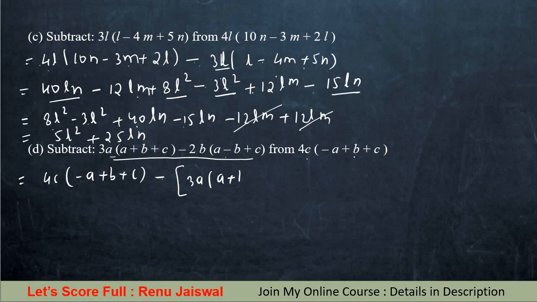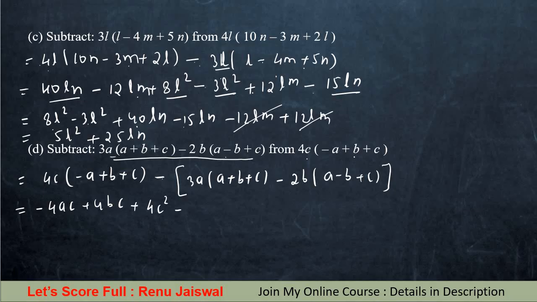Okay? A plus b plus c, then there is a minus sign, then a minus b plus c. Correct? Why did I use the big bracket? Because this minus sign is going to work for all of them. Now simply multiply. Plus minus minus 4ac. This is 4b and c. Then 4c square. There is a minus sign. Let's solve the things inside first. Then we'll go to changing the sign.